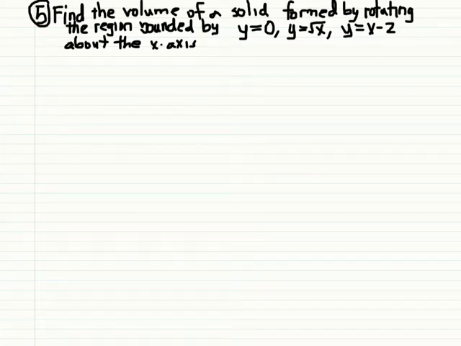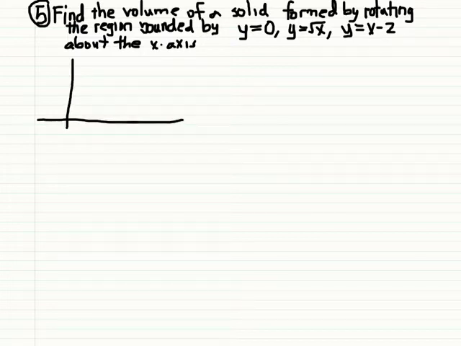The fifth problem from the homework tells us we need to find the volume of a solid that's formed by rotating the region bounded by y equals 0, y equals the square root of x, and y equals x minus 2 about the x-axis. So the first step is that we should probably get an idea of what that figure actually looks like. So let's start by thinking about a graph.